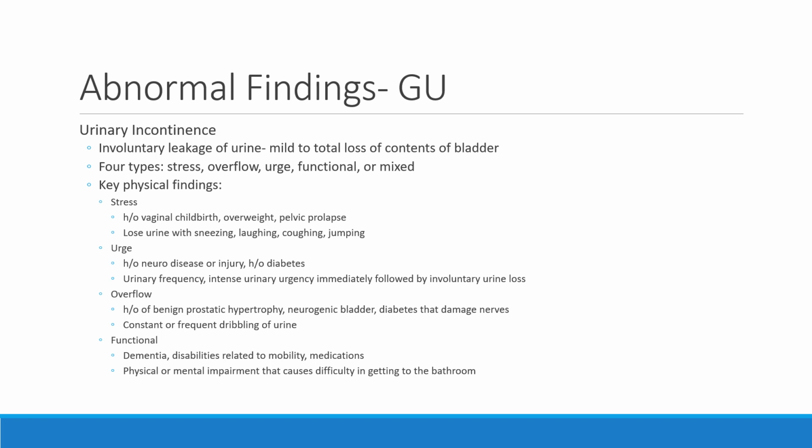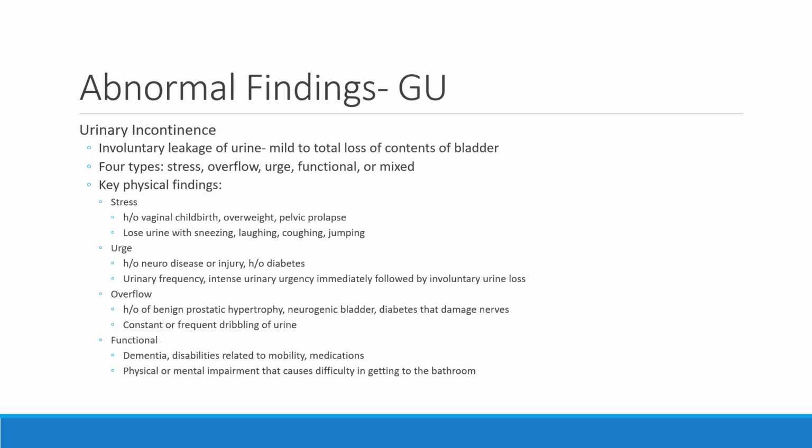Key physical findings: with stress incontinence, key findings of the history are history of vaginal childbirth. Typically, these patients are overweight and have pelvic prolapse. What we see in physical findings are patients lose urine with sneezing, laughing, coughing, or jumping. With urge incontinence, patients have a history of neurodisease or injury or history of diabetes. These are more common. So they have urinary frequency and an intense urinary urgency immediately followed by involuntary urinary loss. So when they have to go, they have to go.